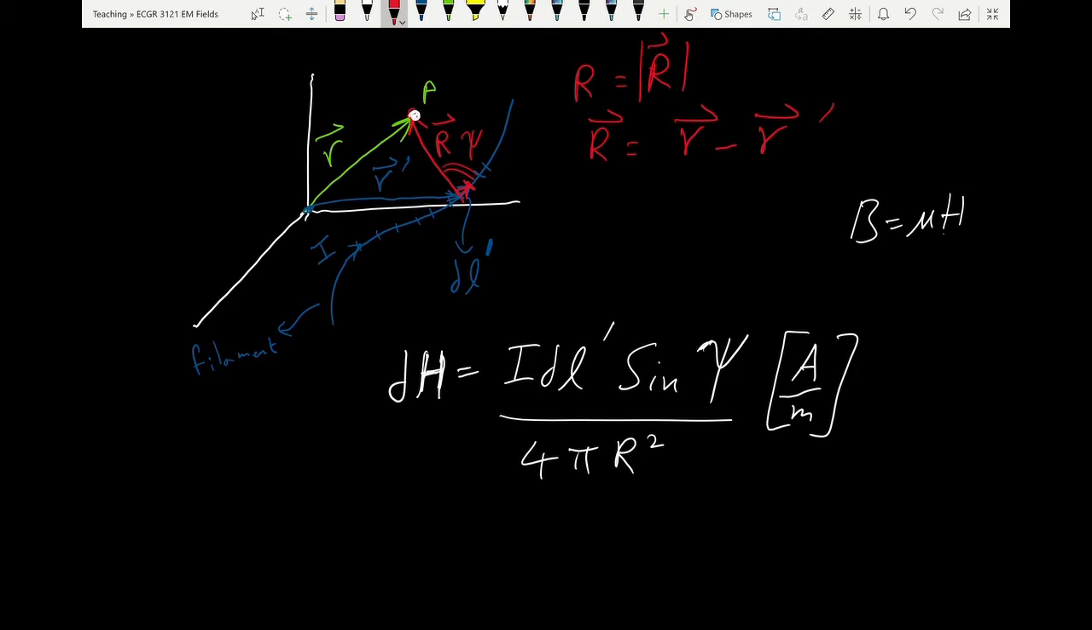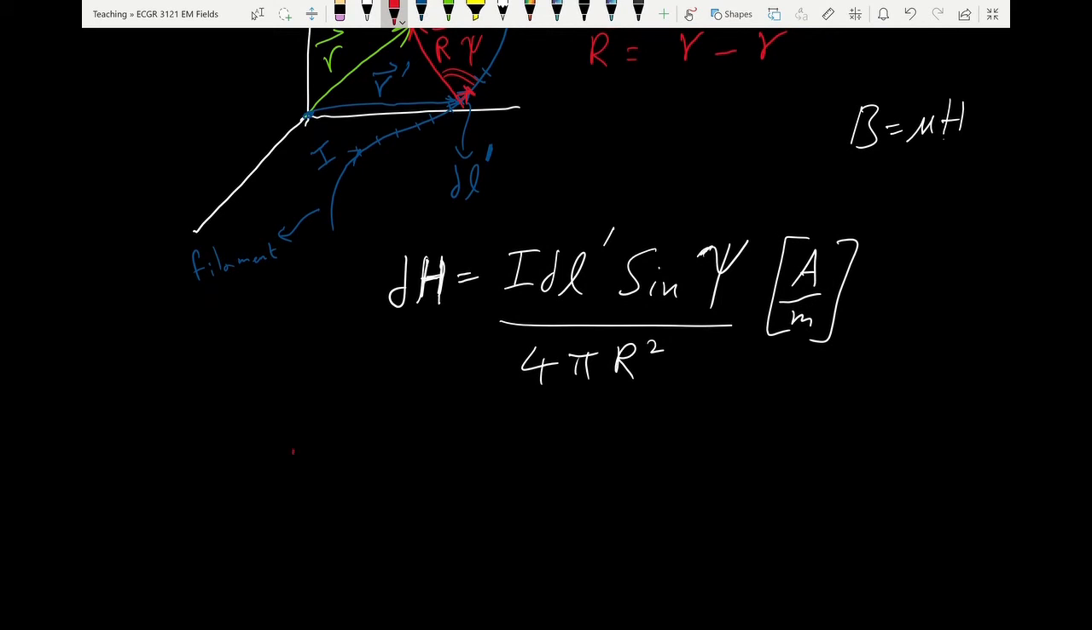And notice if the angle is 90 degrees, this is 1. If the angle is 0, meaning that the current is moving towards the point, there is no magnetic field. It's going to be 0. Okay, so this is the element. What about the whole field? The whole field is going to be H, the magnitude of the field.